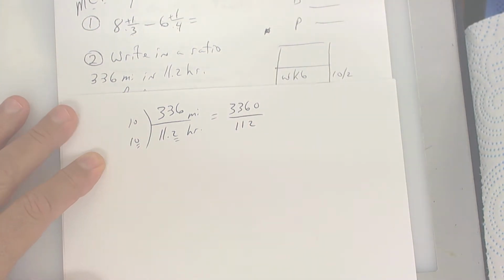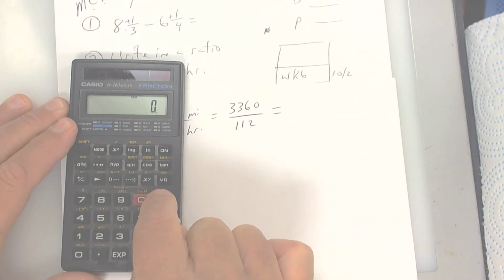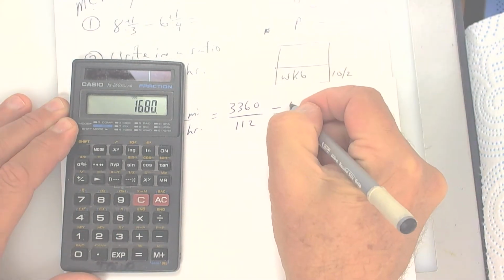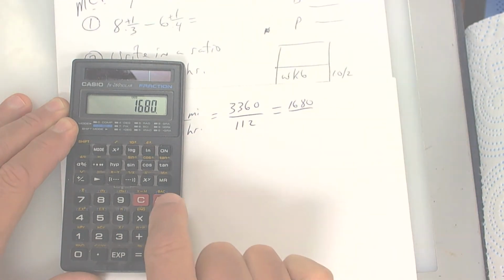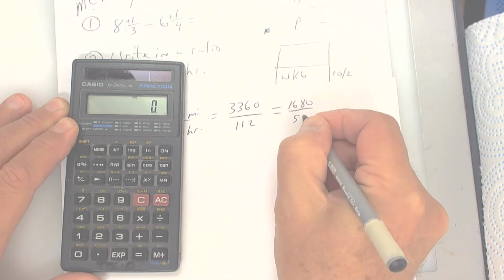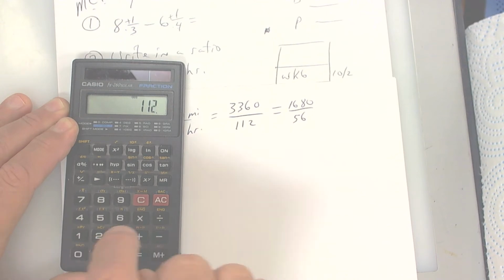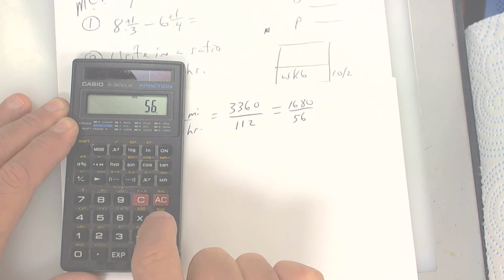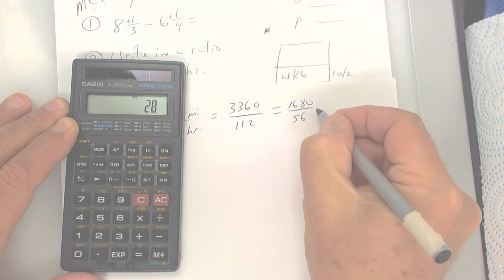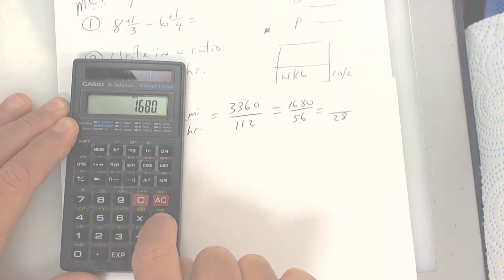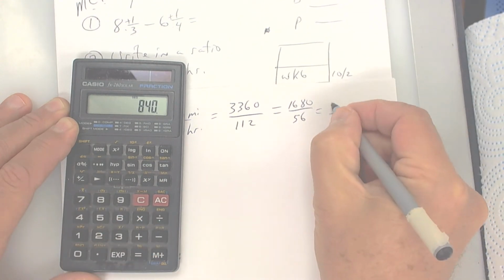And now you get your calculator and reduce by 2. So on your calculator, I get 1680. And 112 divided by 2, that's 56, I think it is. Let's just double check it. All right, divide by 2 again. That's 28. 1680 divided by 2 is 840.